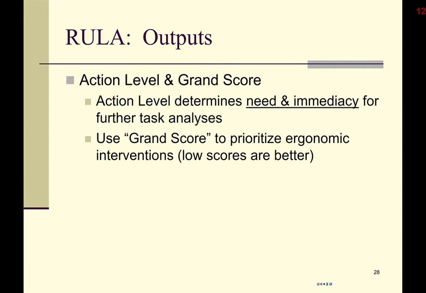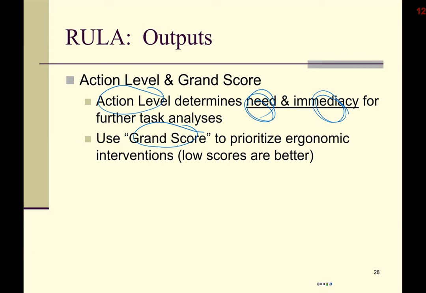The outputs from this, it'll give you an action level and a grand score. Action level will tell you, do you have to do anything, or does it not need to be changed, and then how soon do you have to change it, the immediacy. Of course the immediacy, whether we have to do it now or can afford to wait, depends on how stressful it is.